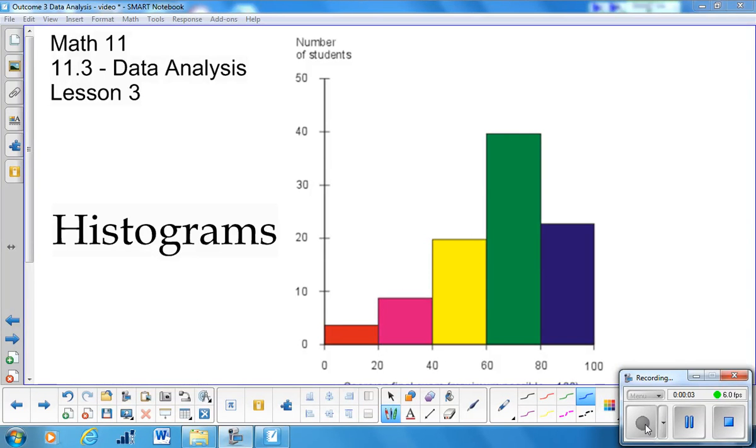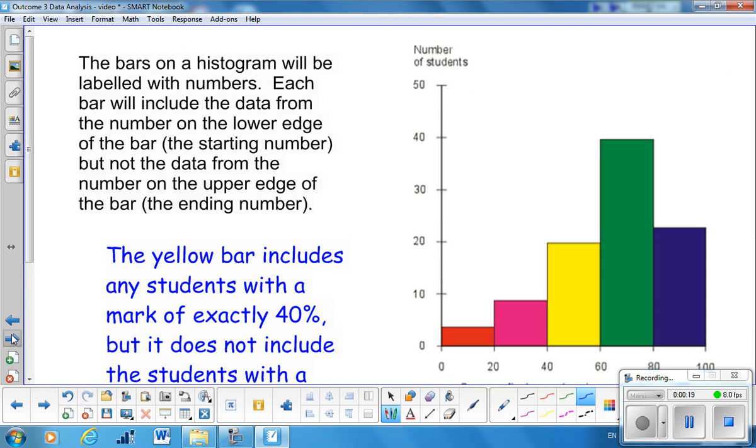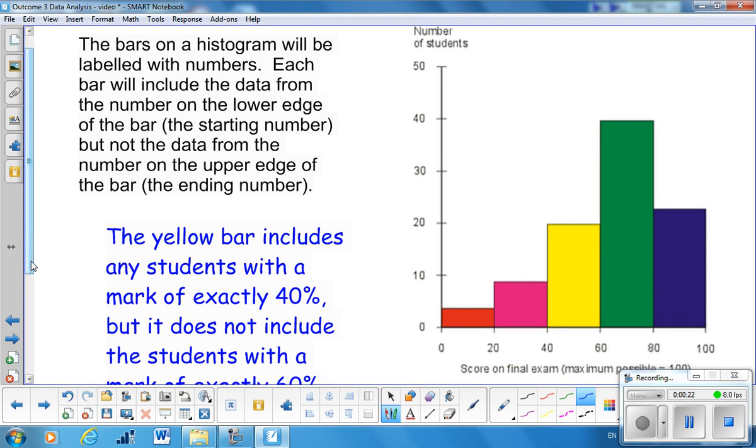Outcome 11.3 Histograms. A histogram is like a bar graph, except that it is used to represent continuous data so that the bars are touching. The width of each bar represents a range of numbers. So here's an example. If we look at the graph on the right, this is students' scores on a final exam. So their scores can range from 0 to 100.